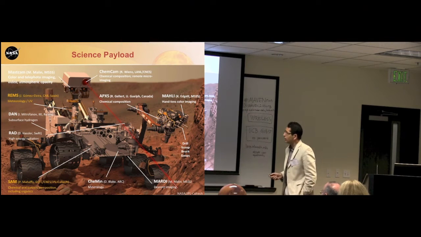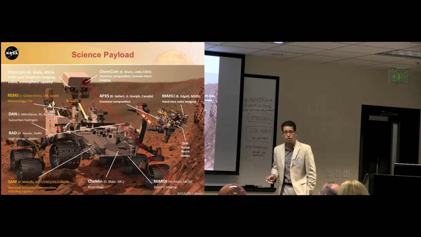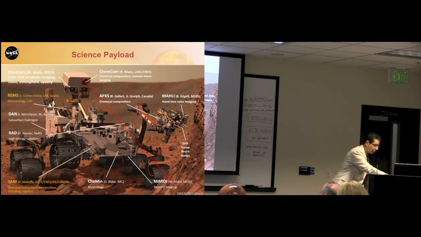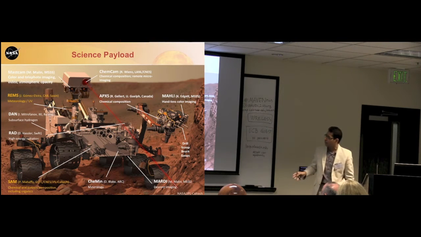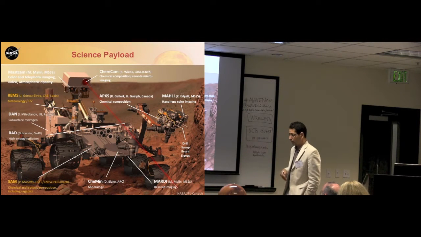The second environmental instrument is the REMS. It's basically a meteorology station. It measures wind velocity, pressure, and temperature every day. And then we have a set of instruments that provide the chemical analysis or composition analysis.